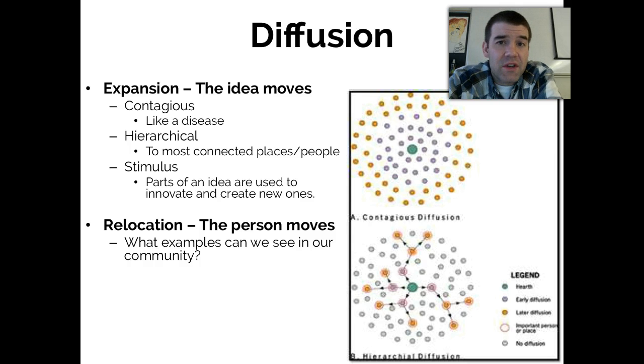The third kind of expansion diffusion is stimulus diffusion, and that idea is when we see something like Apple, a big part of PC computing or Windows-based computing is using a mouse.